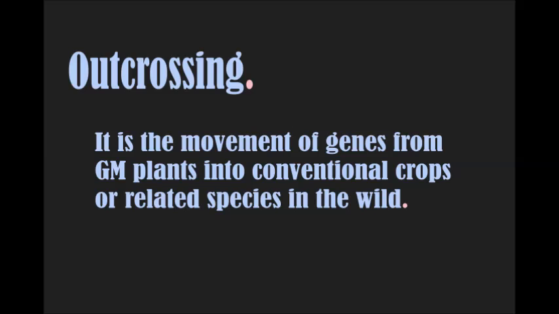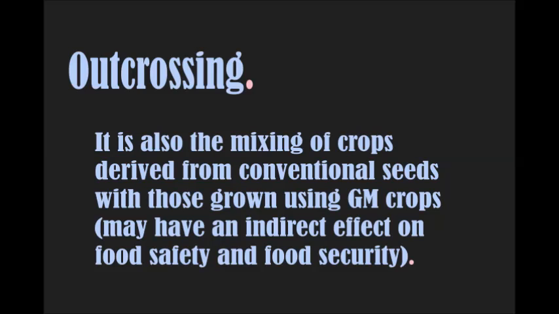Outcrossing. It is the movement of genes from GM plants into conventional crops or related species in the wild. It is also the mixing of crops derived from conventional seeds with those grown using GM crops. It may have an indirect effect on food safety and food security.